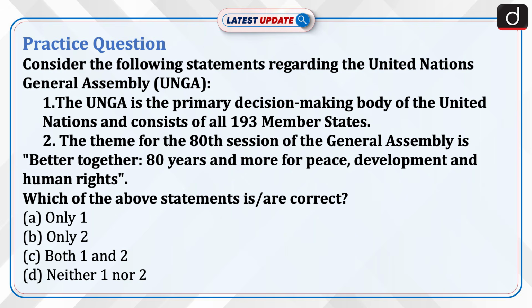Now it's time to do a practice question. Consider the following statements regarding the United Nations General Assembly. 1. The UNGA is the primary decision-making body of the United Nations and consists of all 193 member states. 2. The theme for the 80th session of the General Assembly is Better Together, 80 years and more for peace, development, and human rights. Which of the statements given above are correct?